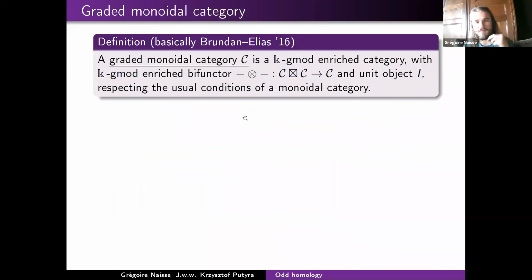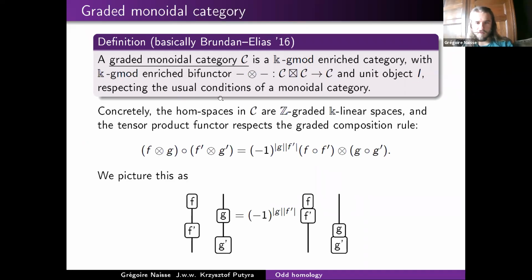And whenever you have a symmetric monoidal category, you can make a notion of enriched monoidal category over it. What you do is define it as the enriched category with an enriched bifunctor, the enriched tensor product of the category, and a unit object respecting the usual conditions of a monoidal category. Concretely, this means that the Hom spaces in your graded monoidal category are Z-graded k-linear vector spaces, or modules, because k could be just a ring. And the composition is compatible with this.